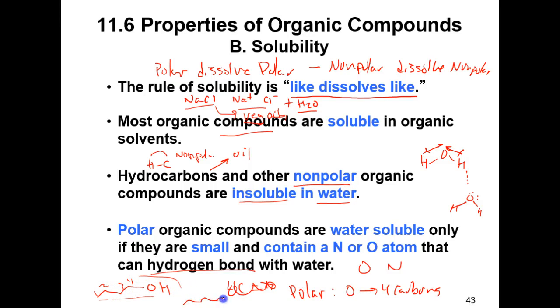Like if I have something that has like 8 carbons on it, is that 8? 1, 2, 3, 4, 5, 6, 7. Let's put another one.